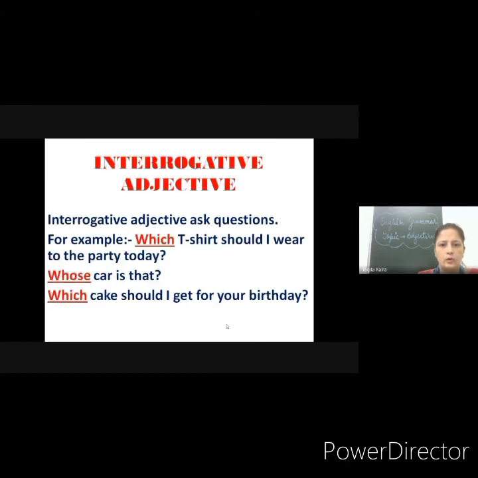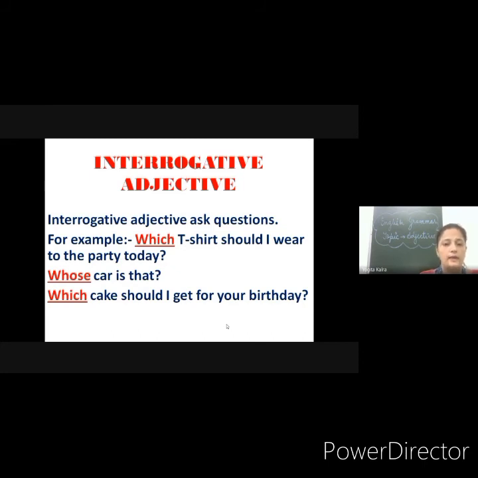So next we move on to the interrogative adjective. Interrogative adjectives ask questions, and they are also used just before the noun. Now here in the first example, you can see: which t-shirt should I wear to the party today? So the question is which t-shirt, and you can see that the word which is highlighted, which is termed the interrogative adjective. Now, whose car is that? There is a question being asked with the noun car. So here the word whose is termed an interrogative adjective.